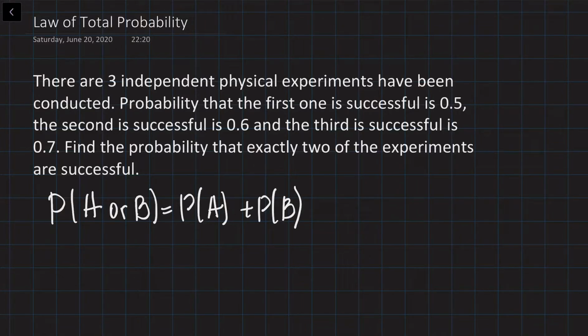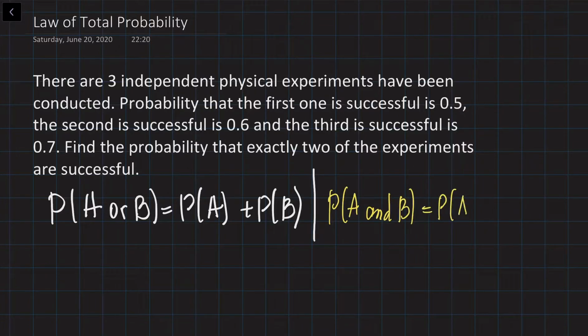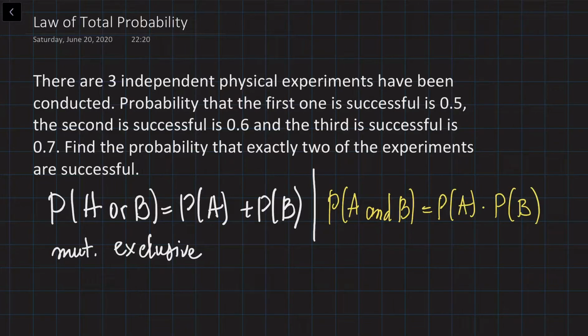And at the same time, the multiplication rule tells us that if you would like to find the probability of A and B, you just need to find the probability of A times the probability of B. Of course, it is the simplified version of the formula. This formula is for mutually exclusive events, and this formula works for independent events. But in general, this is the general concept of the addition rule and the multiplication rule.